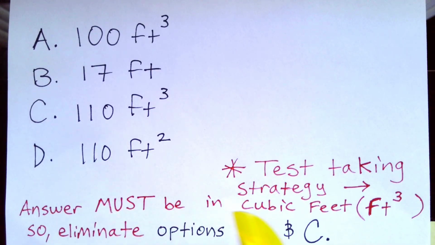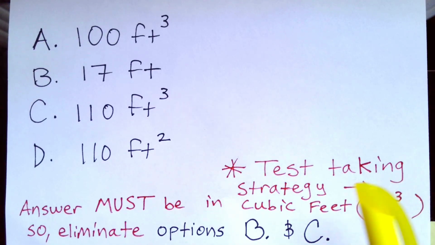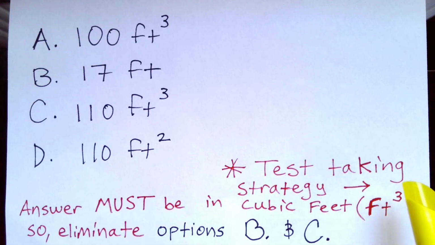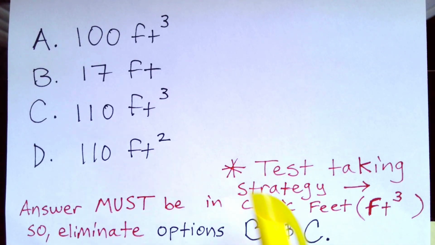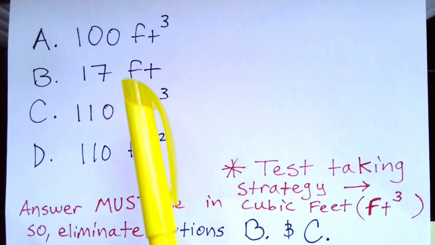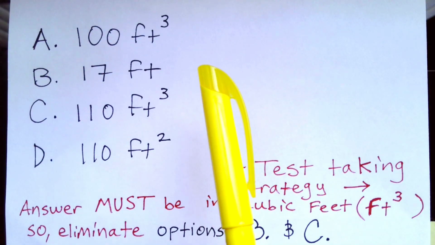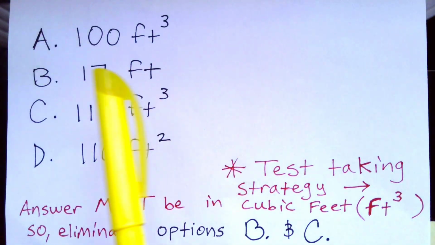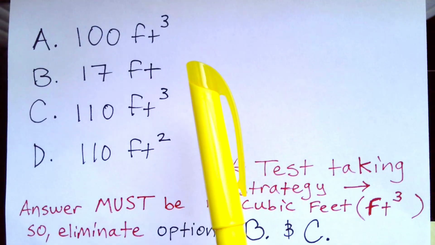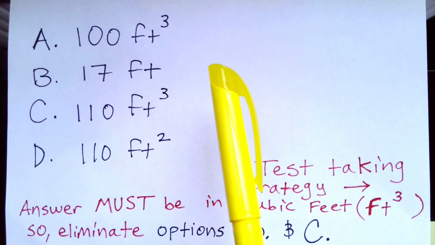So the answer must be in cubic feet. That's what you see here. Feet to the third power, cubic feet. And that's usually almost always to the third power, meaning volume, right? 3 representing maybe a three-dimensional shape, right? Okay, so you can eliminate options B and C. Option B, you have feet to the invisible 1 power. And usually in this type of answer for B, you're finding maybe the perimeter of a shape, right?